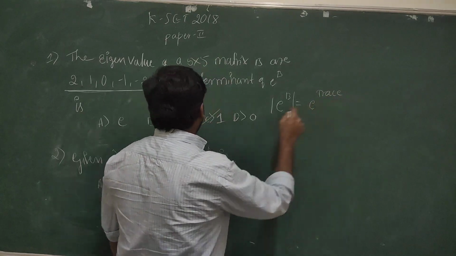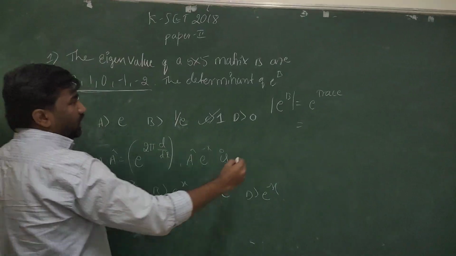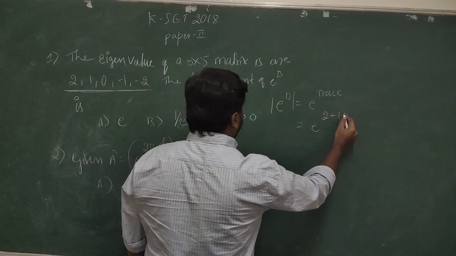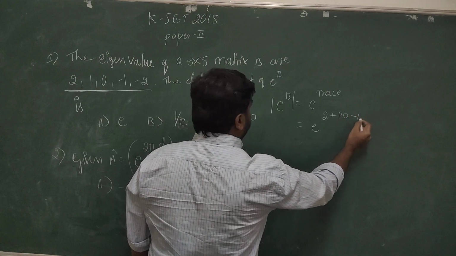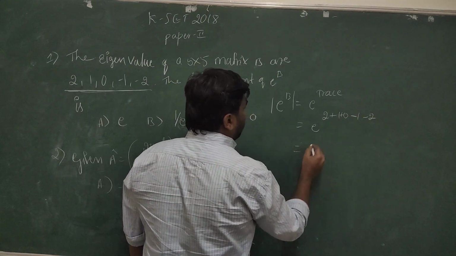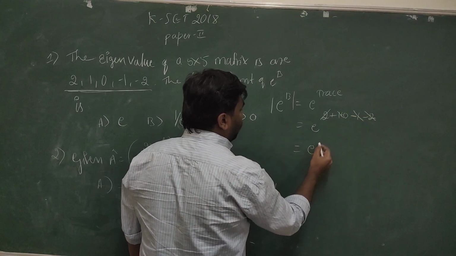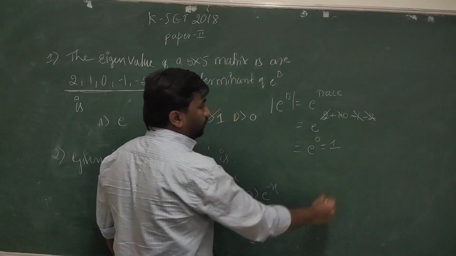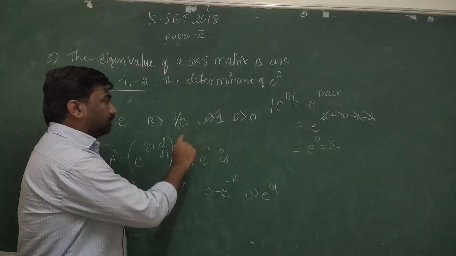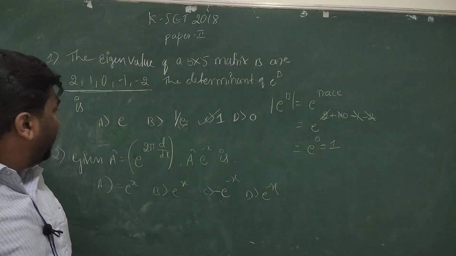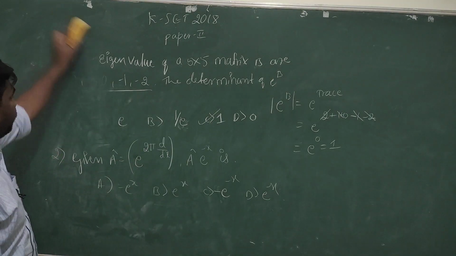What is trace? Sum of eigenvalues. So let us take e power 2 plus 1 plus 0 minus 1 minus 2. Plus 2 minus 2 cancel, minus 1 plus 1 cancel, e power 0 is 1. So the answer is 1 for question 1. Next, let's see question number 2.